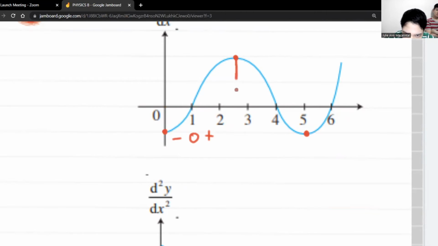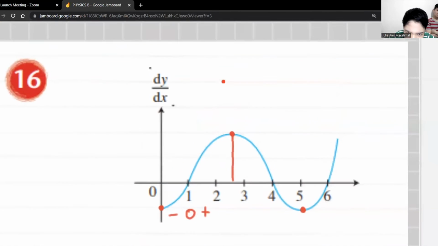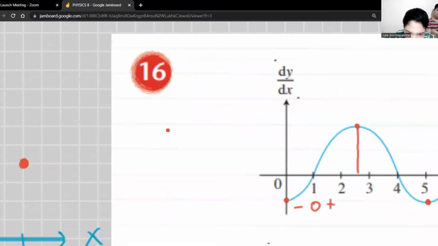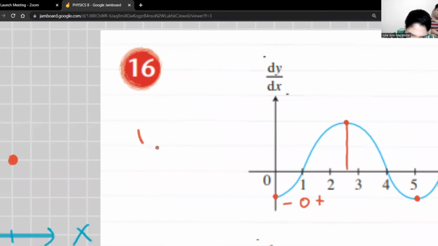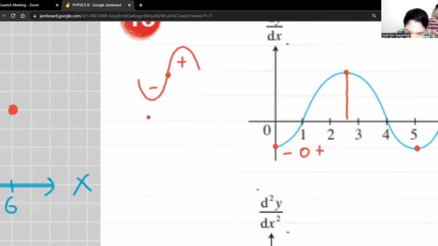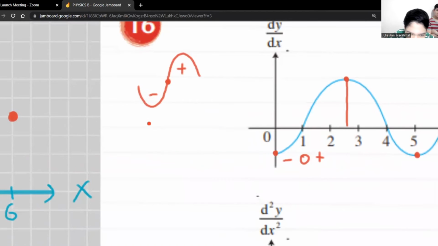Here, there was another one. This means the concavity of the graph changes. For example, let's say our graph looks like this. Where does the concavity change? Around here, maybe. It changes from concave downwards to concave upwards. So the dy/dx graph would look like this.